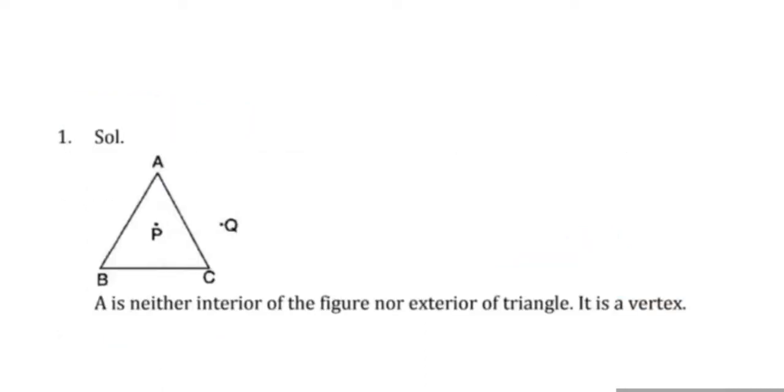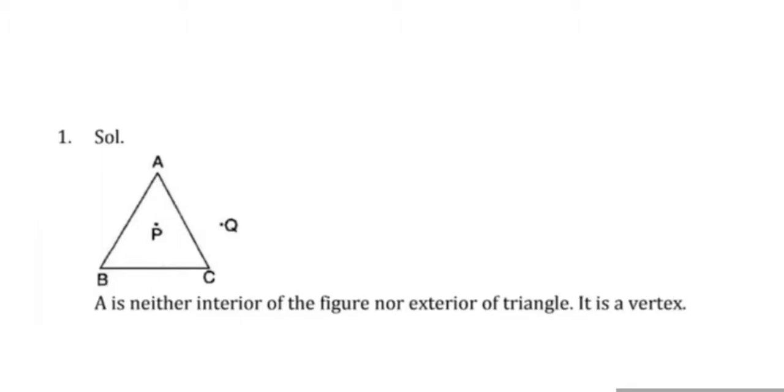Now let's see this figure. ABC is a triangle, and the point P is the interior point and the point Q is the exterior point. And you can see here A is neither interior nor exterior of the triangle. It is a vertex.